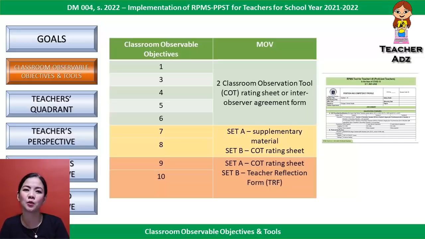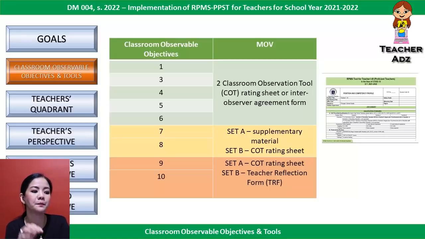So, in that tool, there are 9 classroom observable indicators. And these are, classroom observable objectives. Kapag pala RPMS ang ating pinag-uusapan, objectives ang ating tawag. Kapag naman po classroom observation ang ating pag-uusapan, indicators. Okay, so, para po sa mga classroom observable objectives, you have 1, 3, 4, 5, 6, 7, 8, 9, and 10 for the teachers using the tool for proficient teachers.